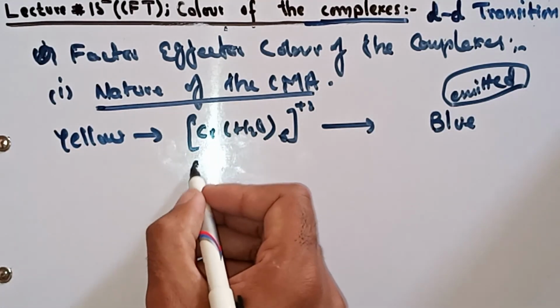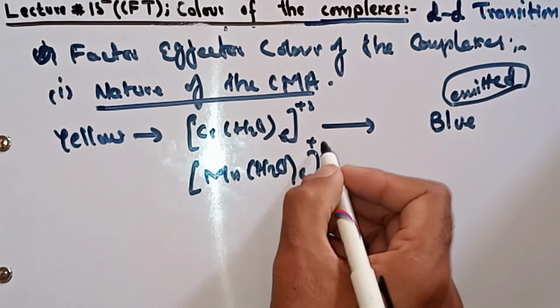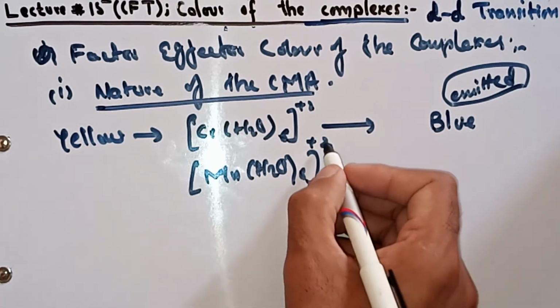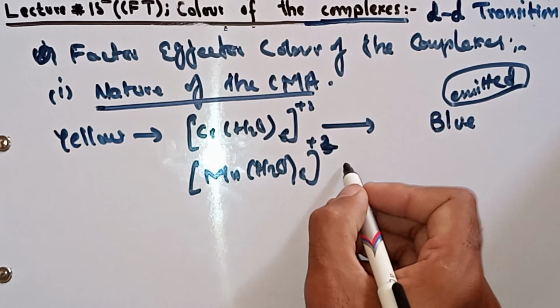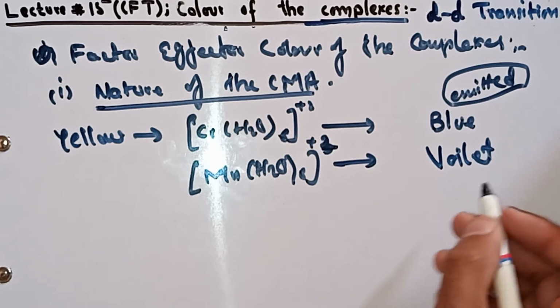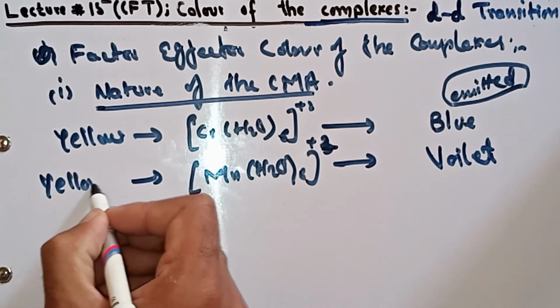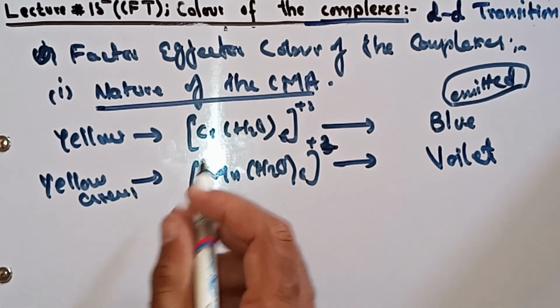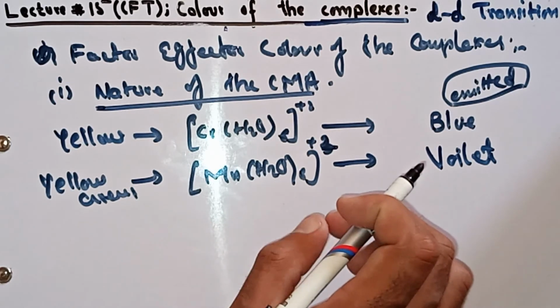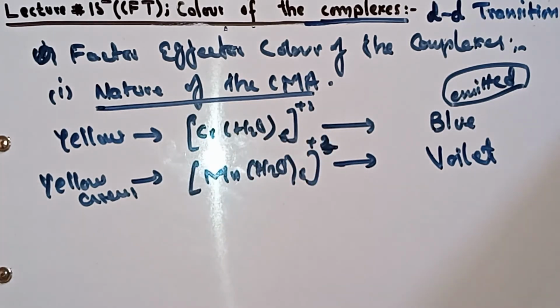But in case of MnH2O6, with the same ligand, plus 2, this complex experimentally shows violet emitted color. The complementary color of violet is yellow green. It means that the color of the transition atom, or dd transition, also depends upon the nature of the central metal atom. Different central metal atoms will have different absorbed colors and also different emitted colors. Is that clear? This is the first factor.